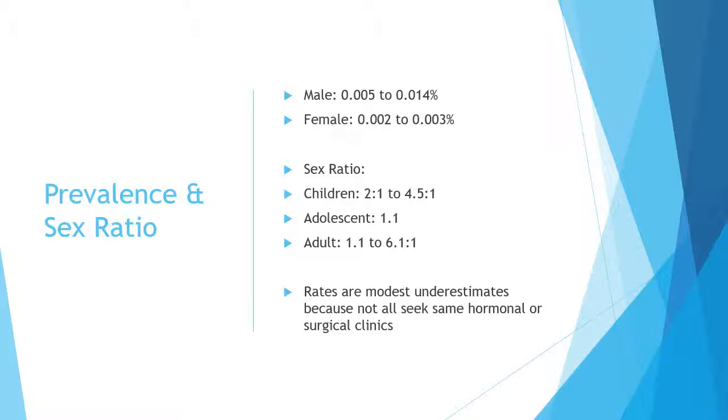Prevalence and sex ratio. Please note that many of the percentages and ratios for children, adolescents, and adults are just modest underestimations of what really is happening, just because some do not seek hormone therapies or surgical treatments.